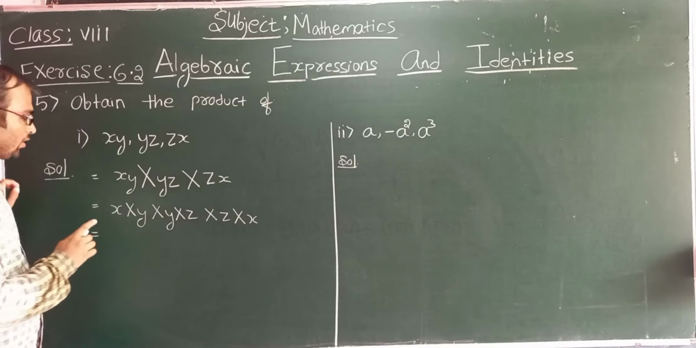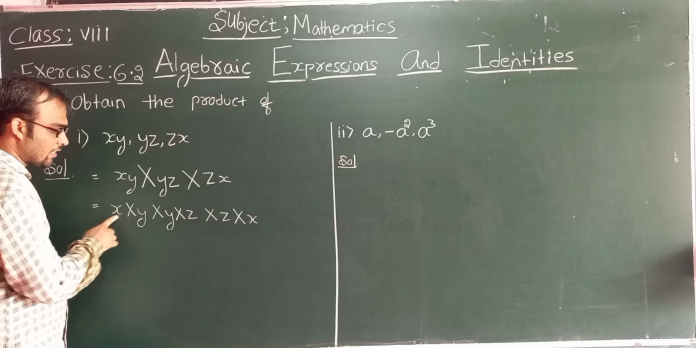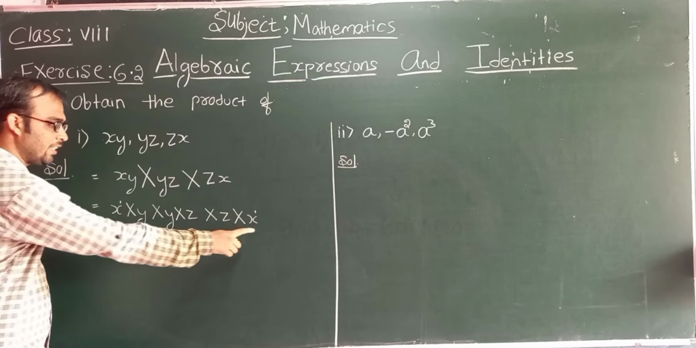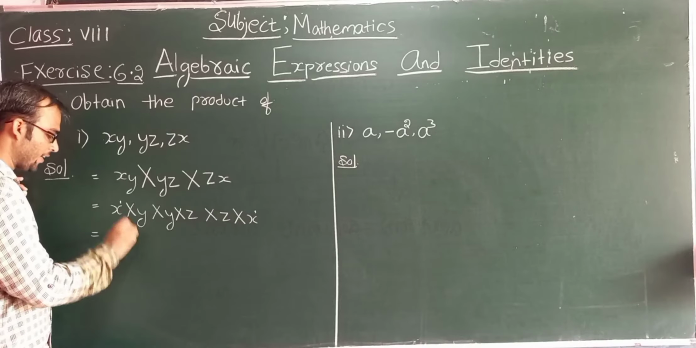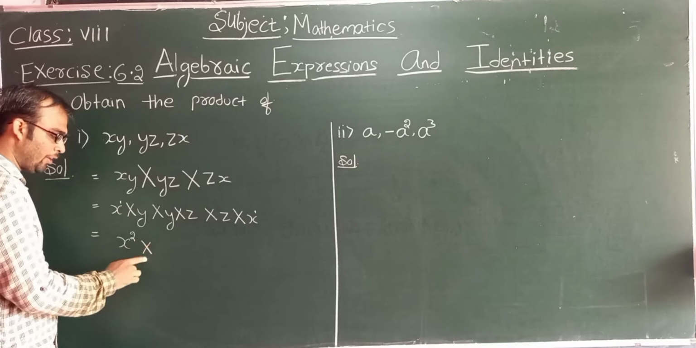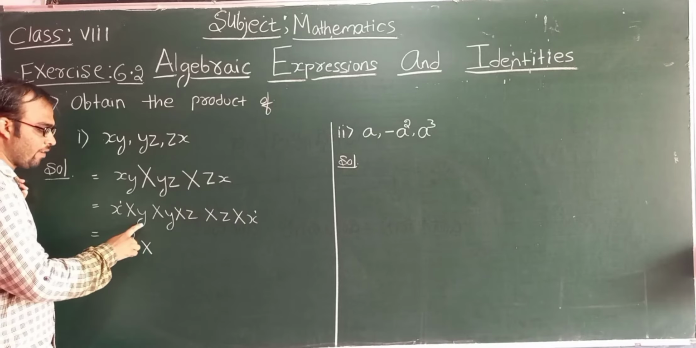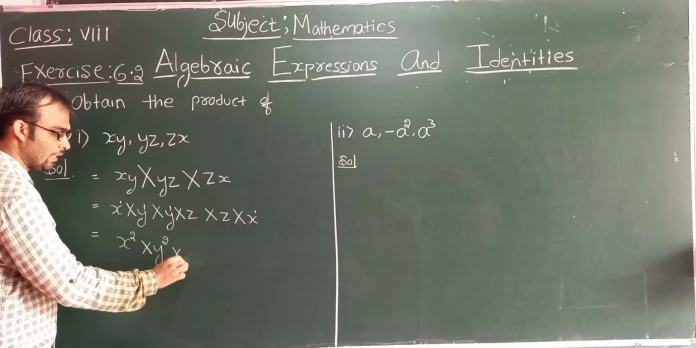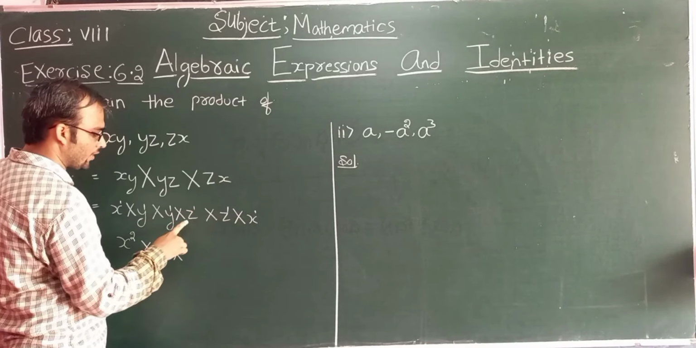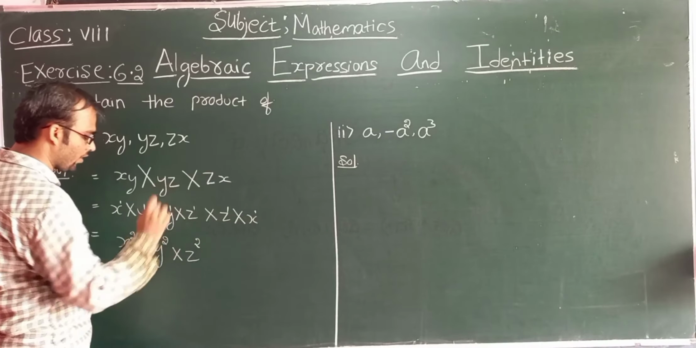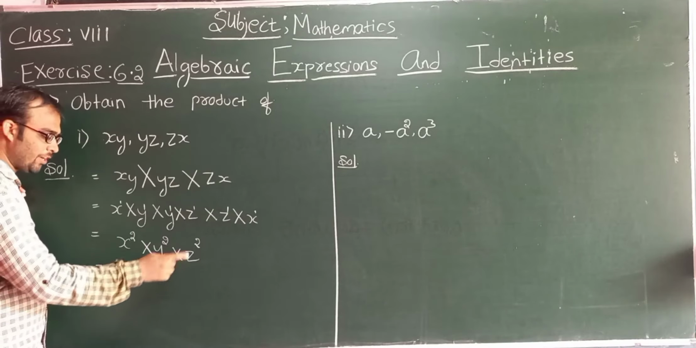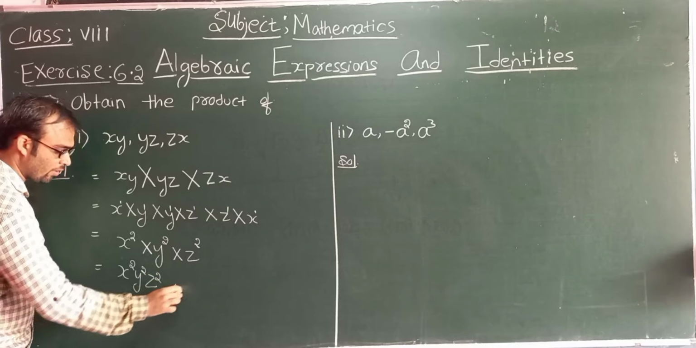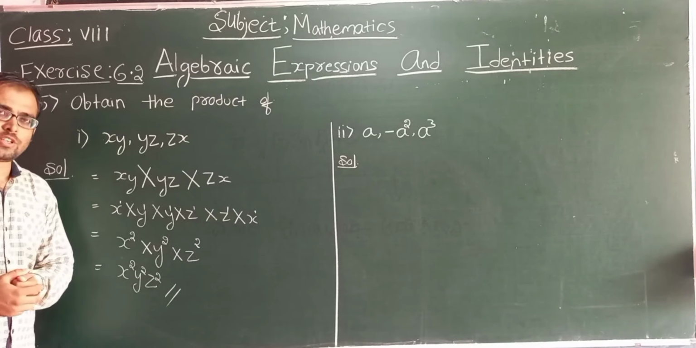Now just take the first x. x into x, where nothing is written means power 1 is there, so here also 1. So x into x will be x square, into y into, because everywhere multiplication is there. Now take y, so y into y will be y square, into z. Here z into z will be z square. Now x square into y square into z square can be written as x square y square z square. The product of this one is x square y square z square.